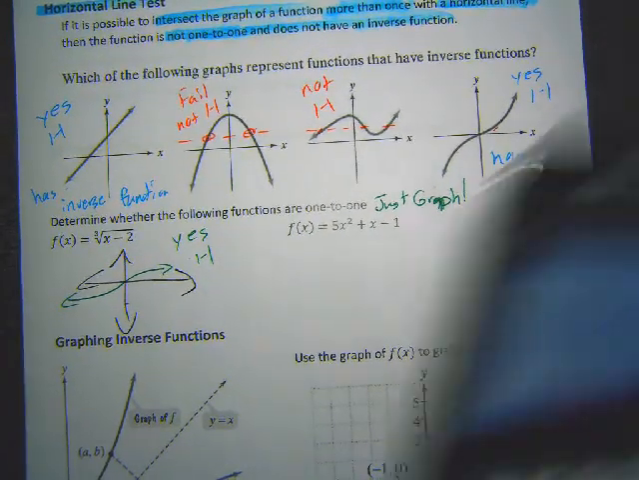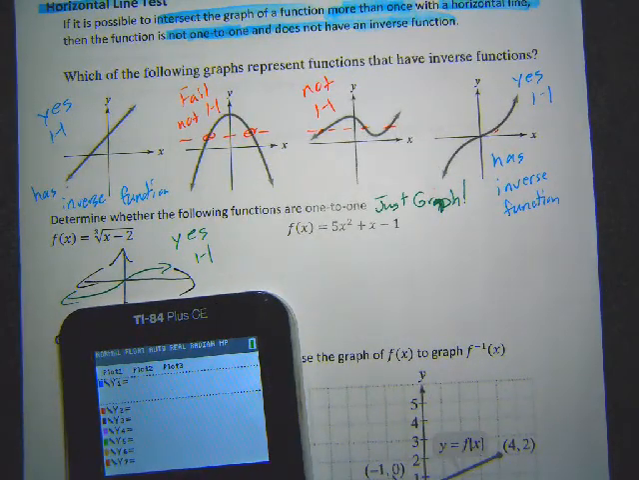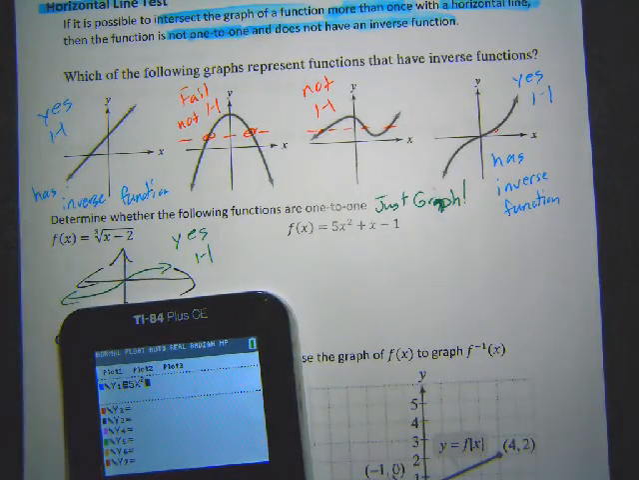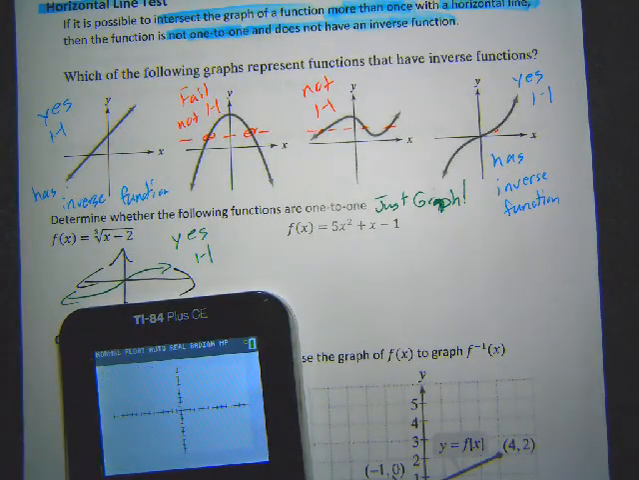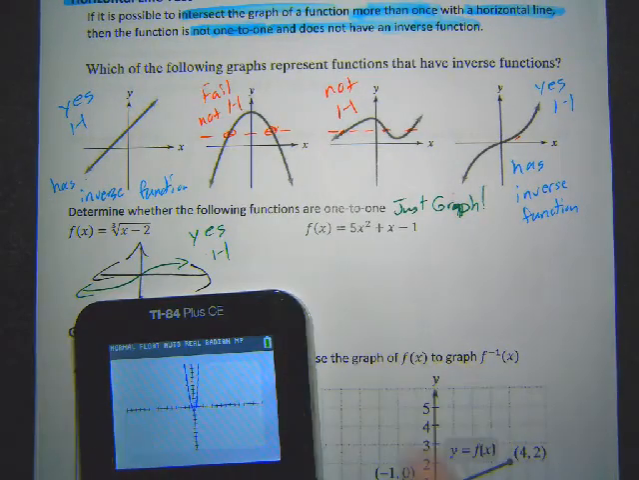You guys probably already have a guess on the next one because you notice that it is a quadratic. So hopefully you know what that means. 5x squared plus x minus 1. Graph it. And you can see it is the typical parabola shape. And of course that fails the horizontal line test. So we know right off the bat, since it's a parabola, that it's not going to have a nice inverse, because those horizontal lines will cross more than once. It's not one-to-one. It doesn't have an inverse function.